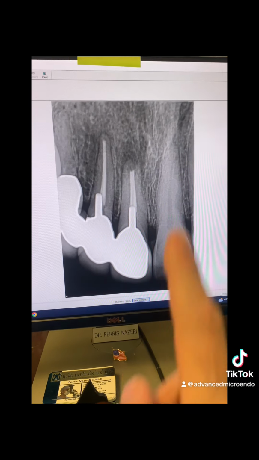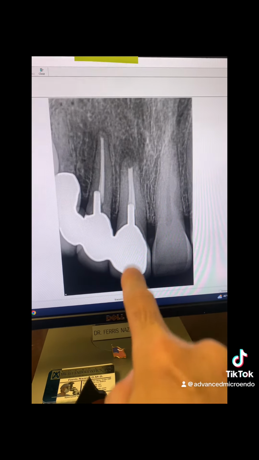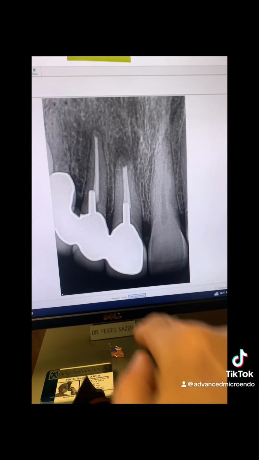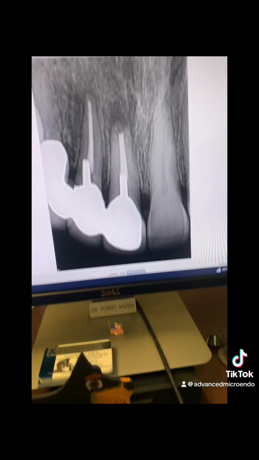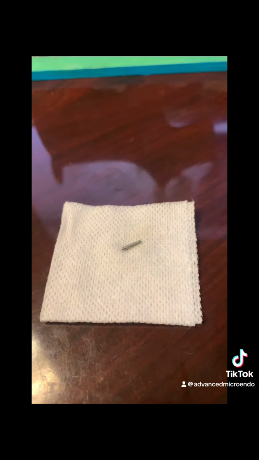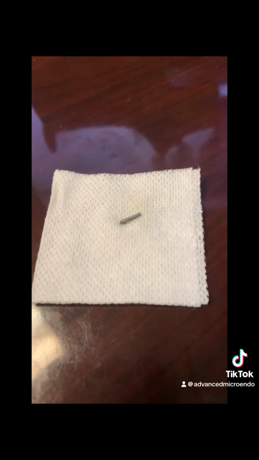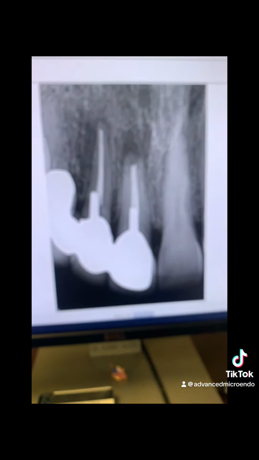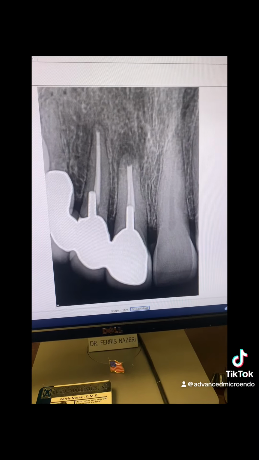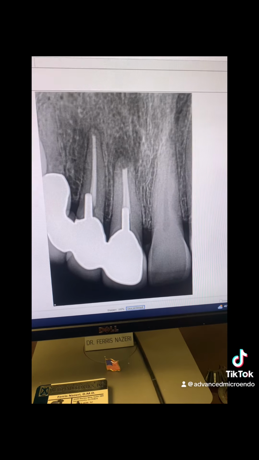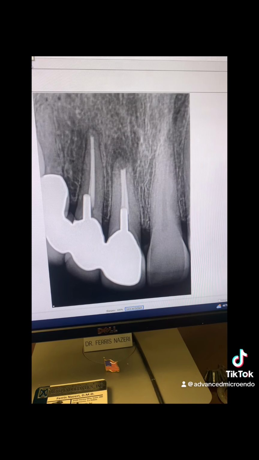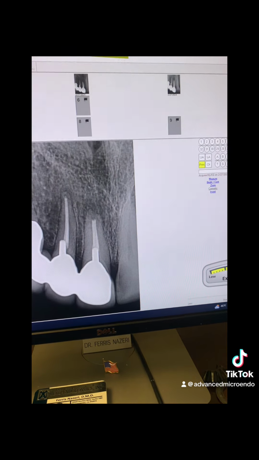All right, and that's what we did yesterday. Went through this PFM bridge, removed the post, and this is the post. And of course, removed the gutta percha. I use chloroform. And take a look here.